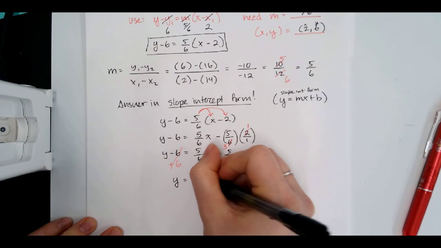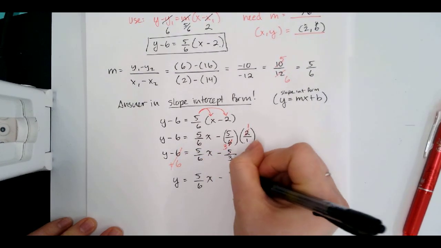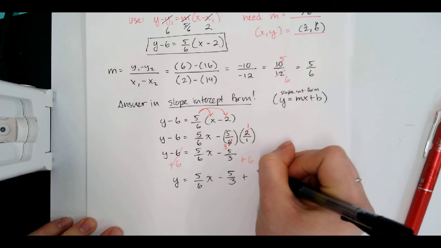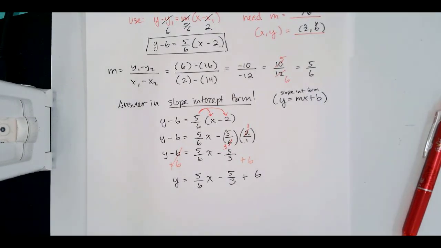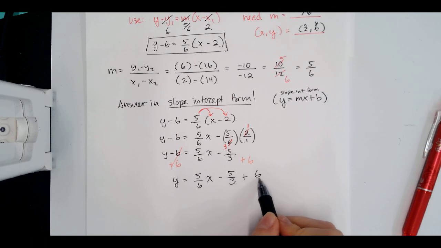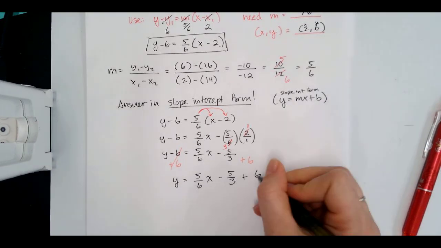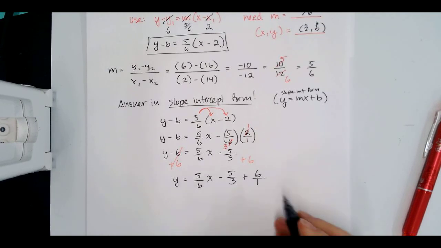So y equals 5 over 6x minus 5 over 3 plus 6. Now we might be tempted to say we're done, but we should technically add these two together. So we have 5 over 3 plus 6. How do we add fractions? They need to have the same denominator. What's the denominator of 6? Well, it's technically 6 over 1. So to add these two fractions, they need a common denominator. Let's choose 3. Why not?